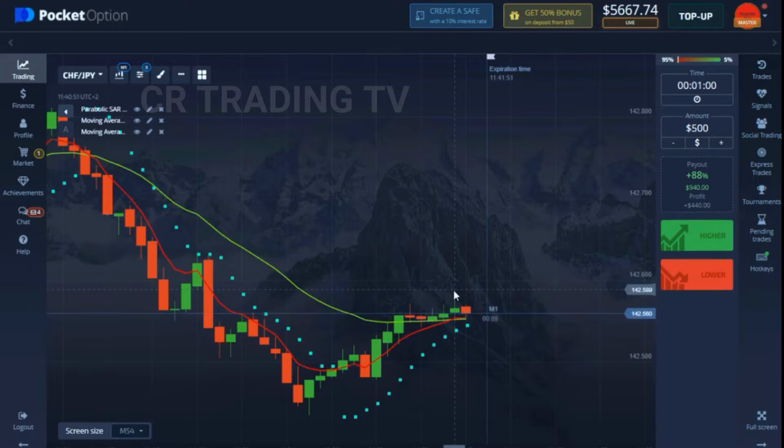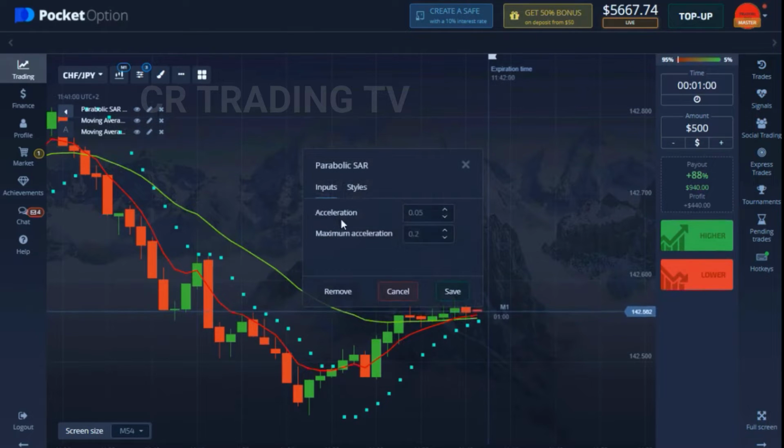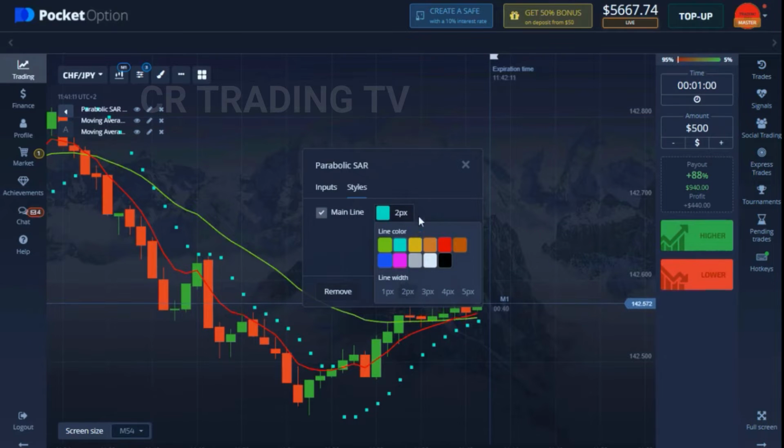Over here we have three indicators that we're using in the strategy. The first indicator I'm using is called Parabolic SAR. The acceleration in the input is 0.05, while the maximum acceleration is 0.2. I use this color on the main line, and I set the line to 2 pixels. That's pretty much what I do on the parabolic part. When you're done, you hit set.